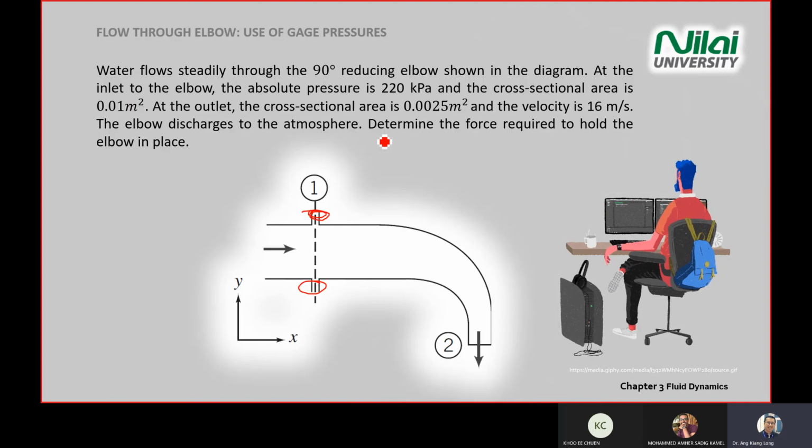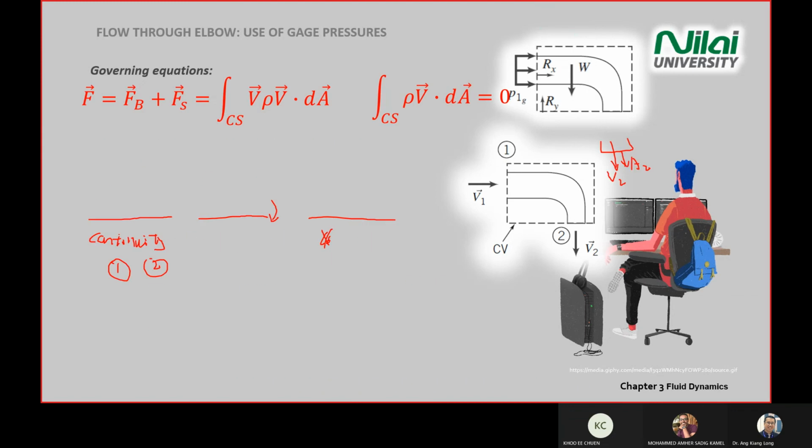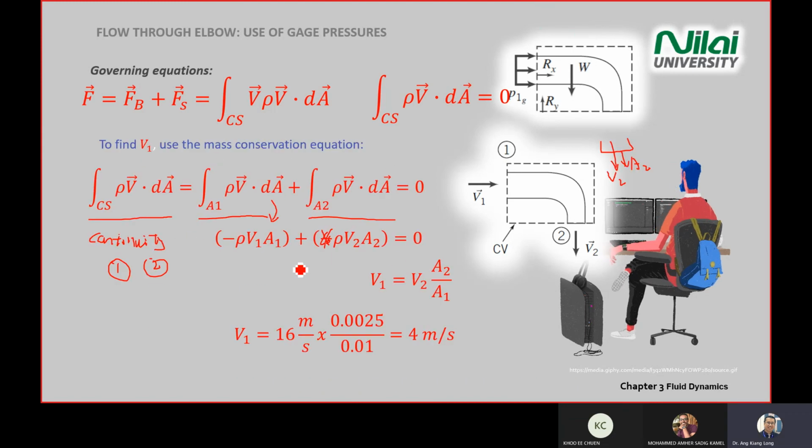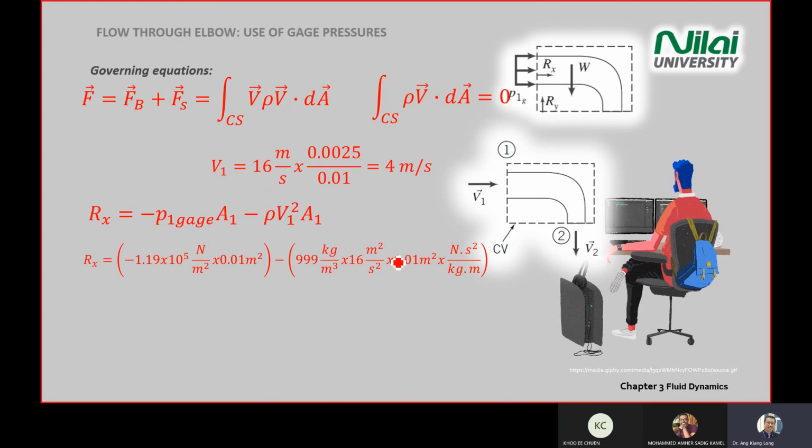Yeah, you get 4. If you look at the question, we have the velocity at section 2, which is 16. So when we substitute, the magnitude of the velocity is 4 meters per second. Then you substitute inside this equation, do all the calculation, and you get Rx equal to negative 1.35 kilonewton.